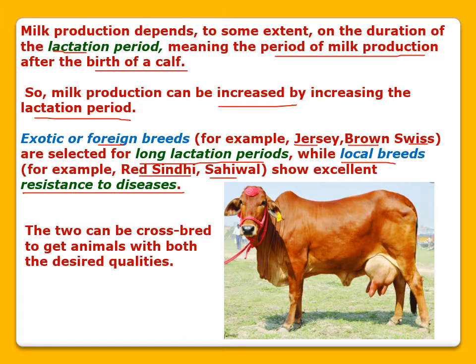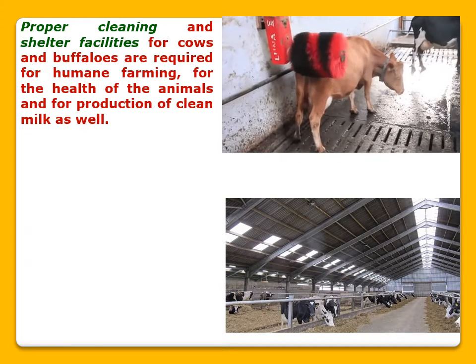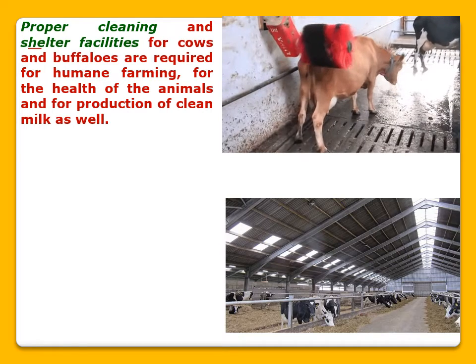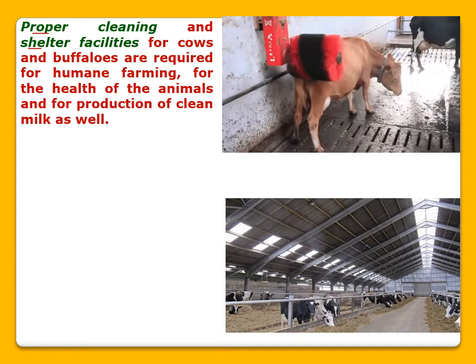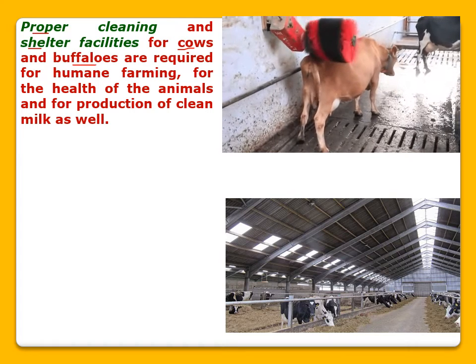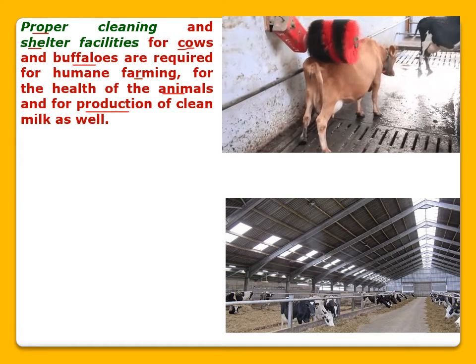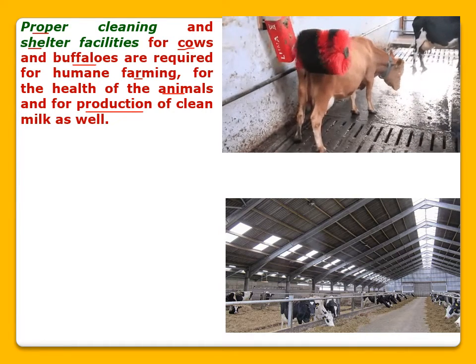The two can be crossbred to get animals with both the desired qualities. So that after crossing, that will be the new breed, and that new generation, that new breed will be having both the qualities. Proper cleaning and proper shelter facility for the cows and buffaloes are required for dairy farming, for the health of the animals, and for the production of clean milk as well.